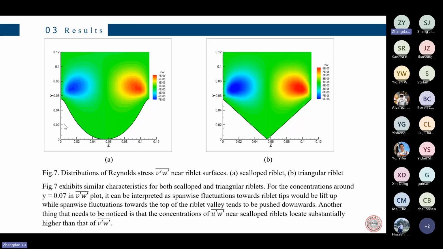For the concentrations, around y equal to 0.07 in VW plots, it can be interpreted as spanwise fluctuations towards the riblet tips being lifted up, while spanwise fluctuations towards the top of the riblet valley tend to be pushed downwards. Another thing that needs to be noticed is that the concentration of UW near scalloped riblets is located substantially higher than that of VW.